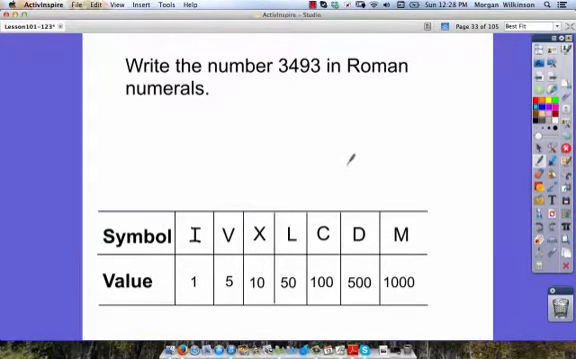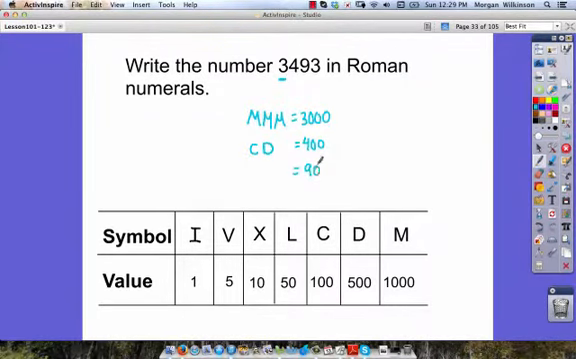Here we want to write the number 3,493 in Roman numerals. So first we need to write 3,000. Well, that's only 3 in a row of M, so that's okay. We're going to have MMM, that's equal to 3,000. Now we need the 400 part. And in order to get 400, well, we can't have 4 hundreds in a row, so we're going to have 500 minus 100. So we're going to get C and then D. And we have to have it in that order. That's saying we're taking 100 away from 500.